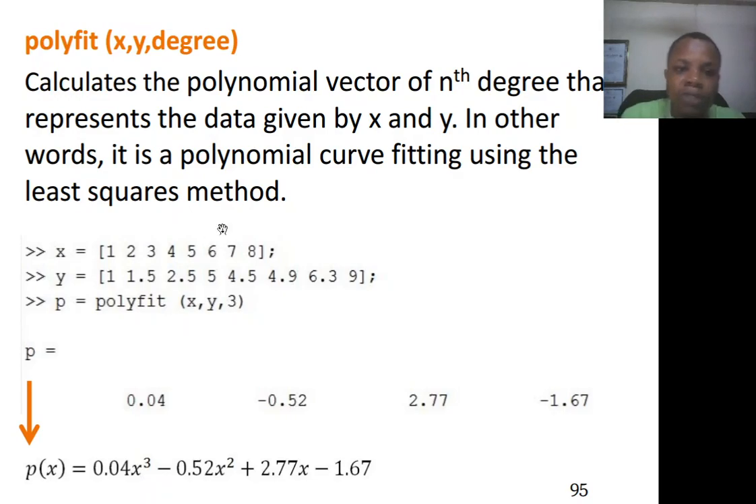Now we could use polyfit to calculate the polynomial vector of n degree of any polynomial. If you would like to fit any polynomial to any data, MATLAB can do that for you using the polyfit function. Suppose that we have these two vectors, x and y, we can fit a third order polynomial, and MATLAB is just going to generate the function or the equation for that polynomial down here for us, as simple as that.